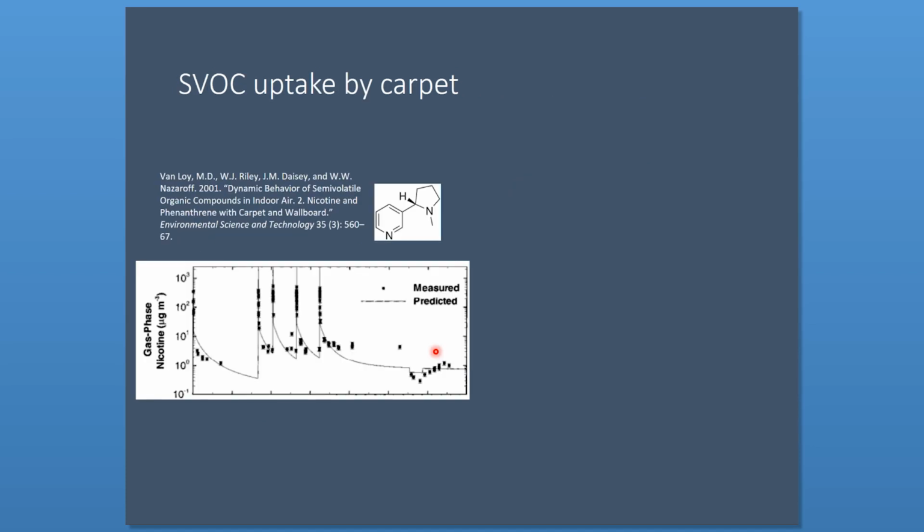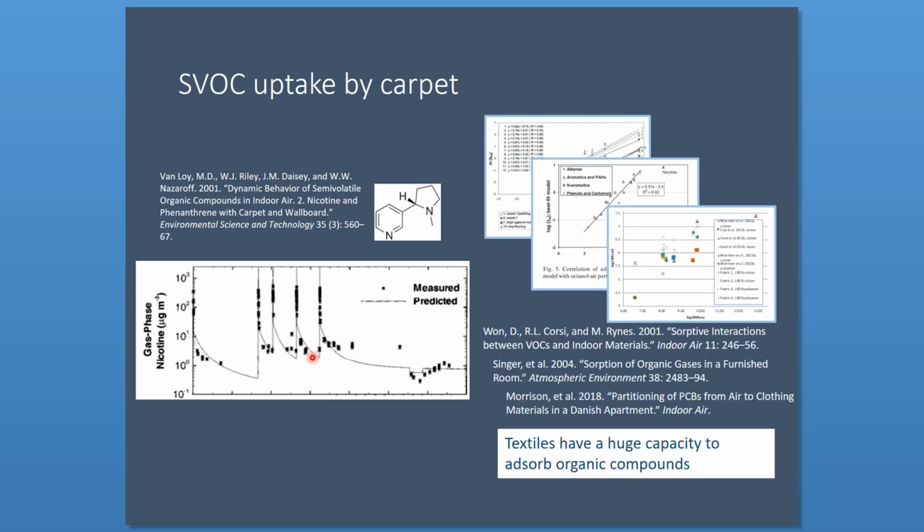So a few years ago, Mike Van Looy and Bill Nazaroff and others at Berkeley were studying nicotine in buildings and what happens to nicotine in buildings when you release it. And what they found is they were doing these periodic injections of nicotine into a stainless steel chamber that had some carpet in it, that the nicotine concentration would go up and then it would immediately drop back down again. And this was over many orders of magnitude. This is because the carpet was just absorbing so much nicotine, it was like this huge sponge for nicotine.